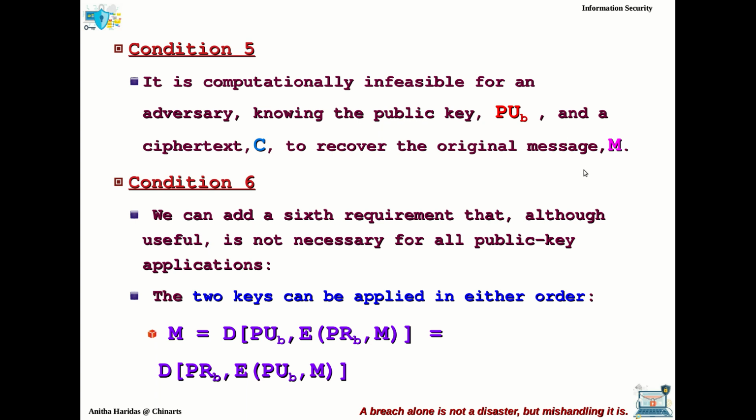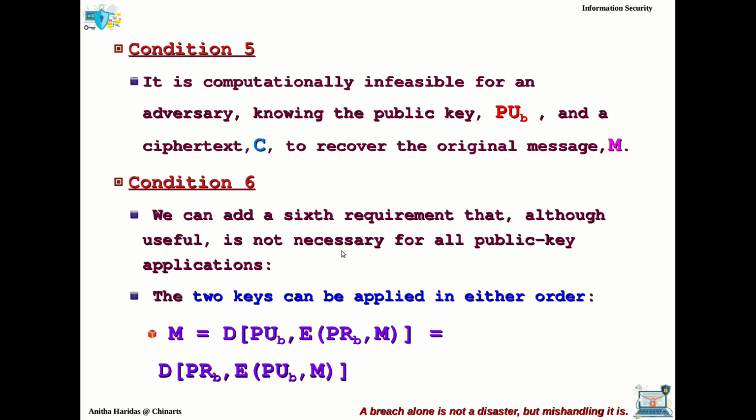So if the adversary gets both the public key and the ciphertext, he must not be able to recover the original message. So that kind of mathematical function is to be used in the cryptographic algorithm, right? So that even if anybody gets the public key and the ciphertext, he should not be able to recover the original message. Then condition 6 says it is not necessary for all the public key applications, but some applications have this particular condition.